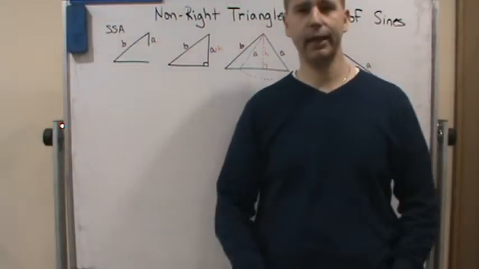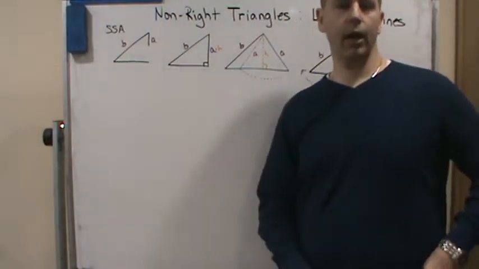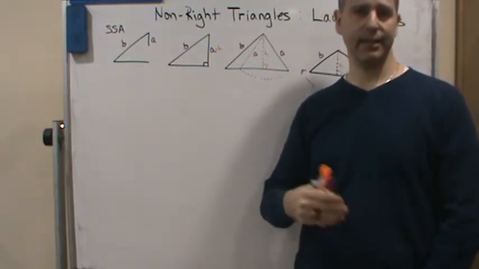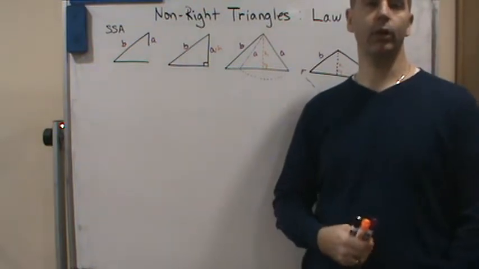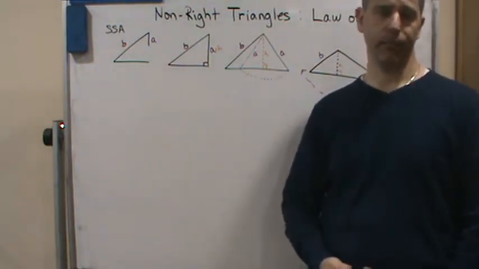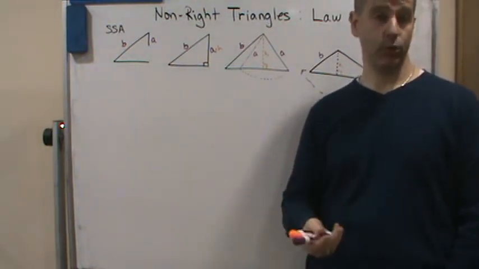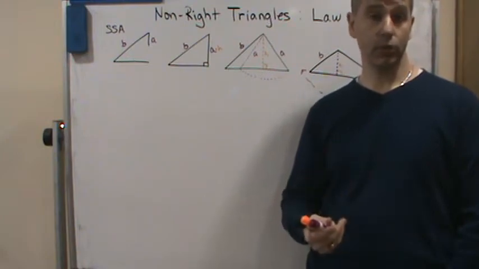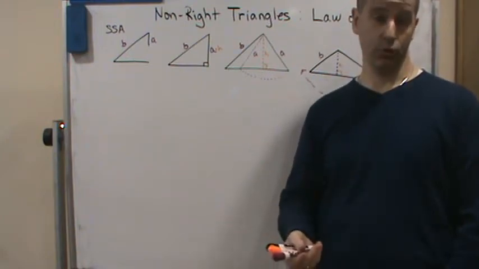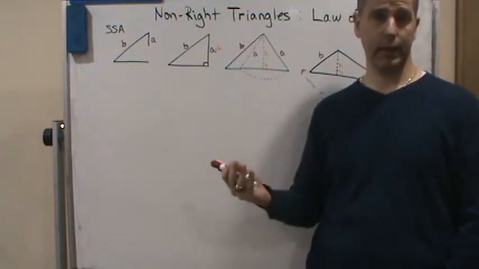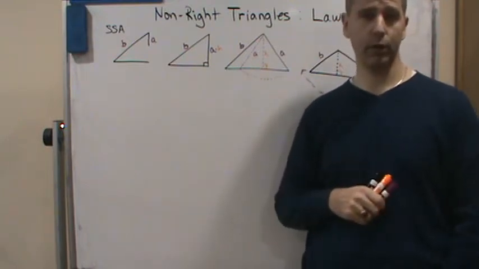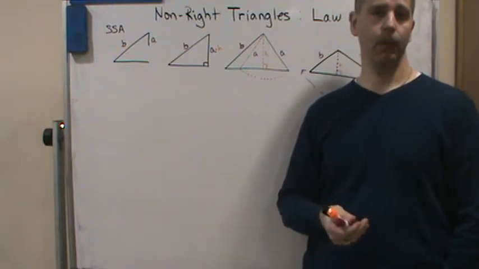Okay, so welcome back, and now we're going to talk about the case of SSA, side-side angle. There are cases where you get what we call an ambiguous triangle, where there may be no solution, one solution, or two solutions. I've given an example of each one here on the board, and I'm going to walk through each case for you.